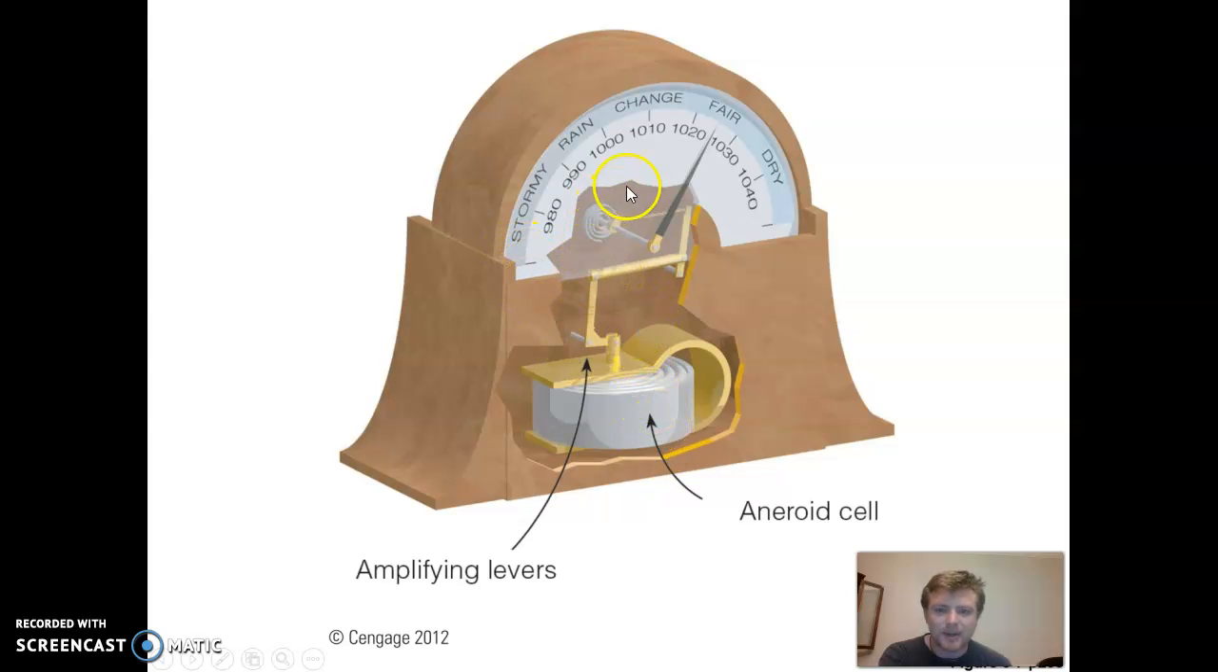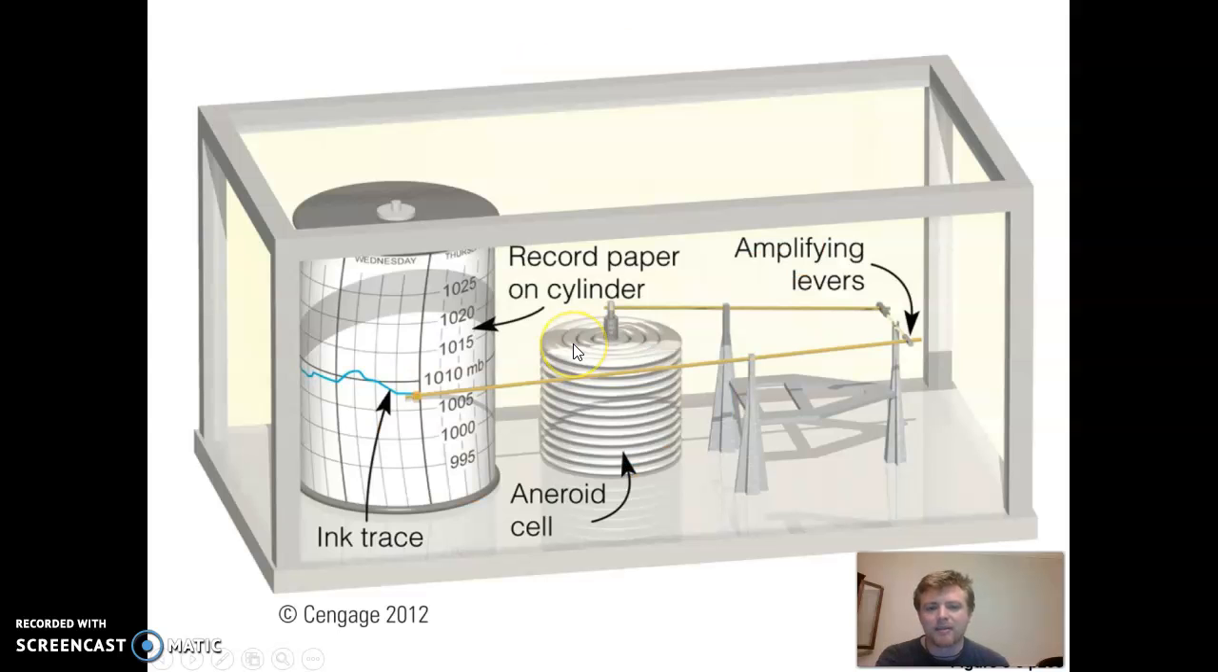If this was a direct relationship, all of our numbers would be crammed into like half an inch there. And then, this is another aneroid barometer that just records it over time.